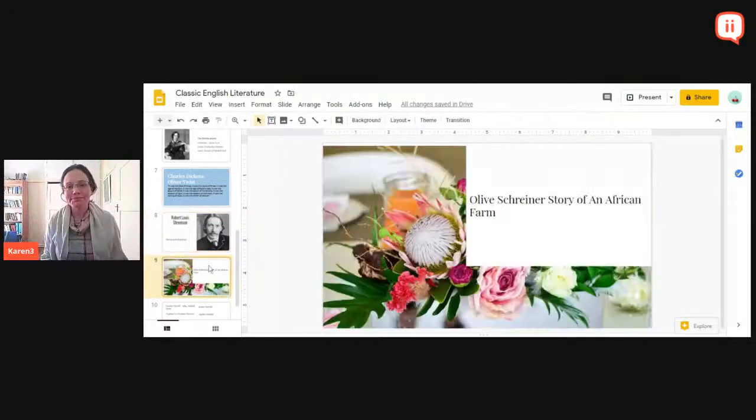Just to mention some South African literature. I don't know, who knows South African literature? Mowgli, yes, that's right, the little boy being Mowgli.